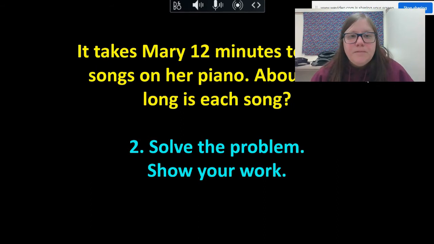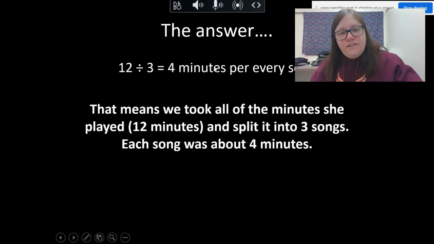So in this next problem, it takes Mary 12 minutes to play 3 songs on her piano. About how long is each song? So to solve that, you would divide 12 divided by 3. Each song is about 4 minutes, okay? It might not be 4 minutes exactly, but roughly 4 minutes. There's your answer. That's what I just said.